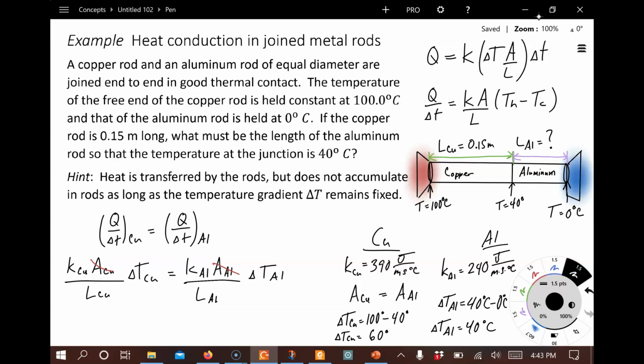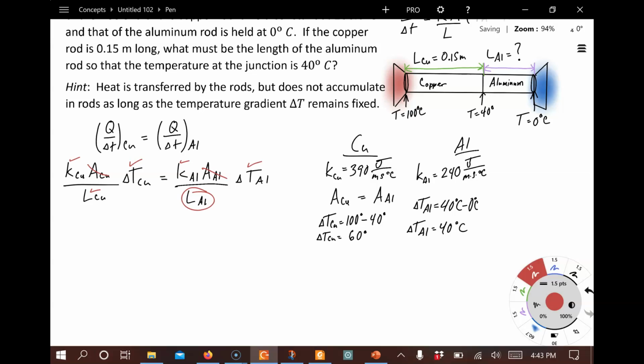And with that, I think that we have everything we need to know here. We've got the temperature changes, hot minus cold for each. We've got the thermal conductivities, and we also know what the length of the copper is. We just need to solve for the length of the aluminum, which means doing a little bit of algebra here. So let's multiply both sides by the length of the aluminum. Cancel those out, and on the other side, we're going to be multiplying by the length of the aluminum, and we'll have it over here.